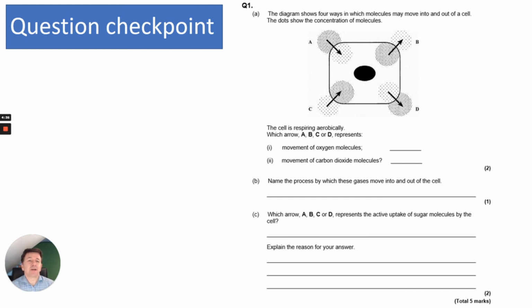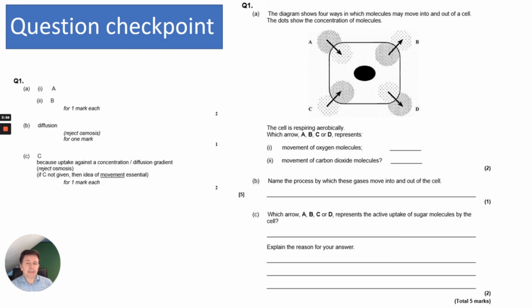And welcome back. So the diagram shows 4 ways in which molecules may move into and out of cells. So the dots are showing the concentration of molecules. So they've got the cell is respiring aerobically, so that means with oxygen, and it says which arrow, A, B, C or D, represents the movement of oxygen molecules. Well, we've got to remember about diffusion. It moves from a higher concentration to a lower concentration, so you need to look at the diagram to work out, well, which has a higher concentration. And therefore moving in, and that will be A.